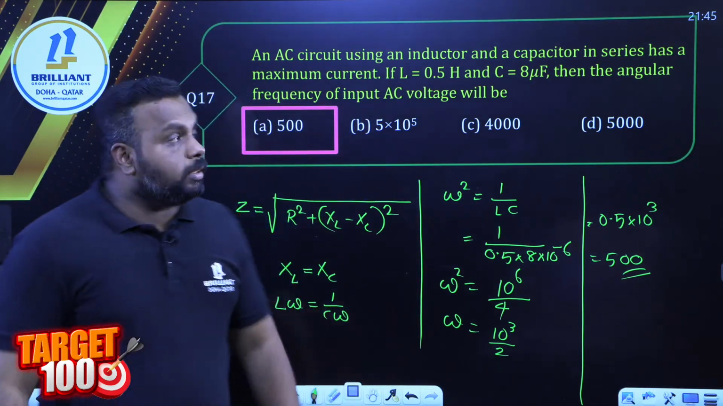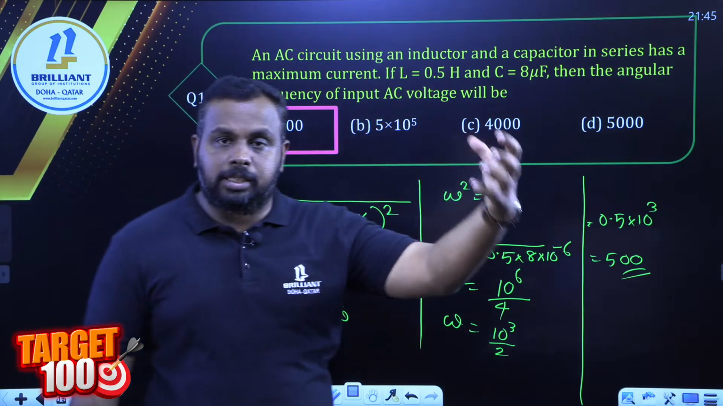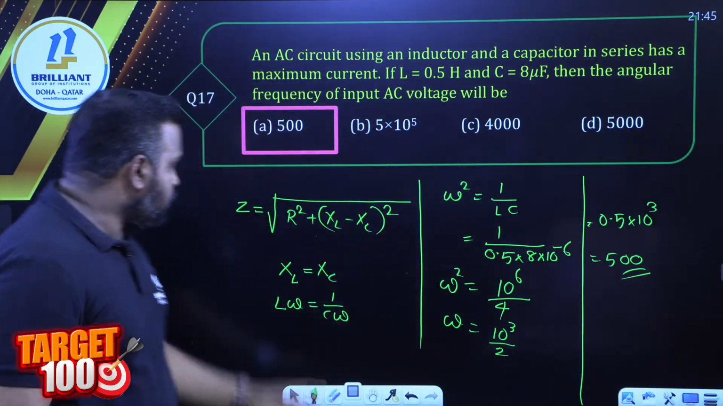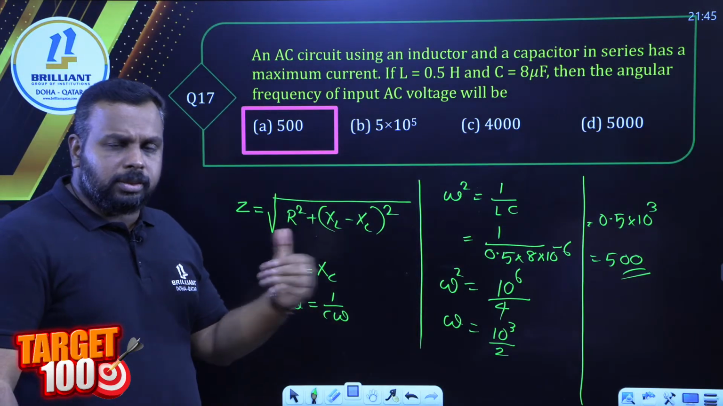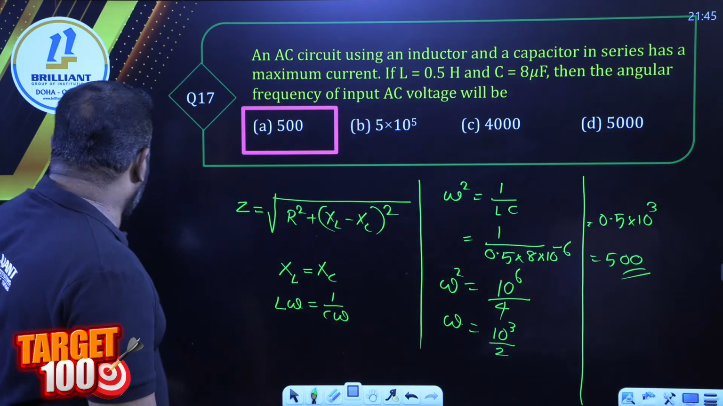So please note that it is an LC circuit. In an LC circuit, impedance is minimum. The current is maximum means impedance is minimum. The condition is XL is equal to XC, or in other words, XL minus XC is equal to 0. We are substituting that. Yes, I am going to the next question now.